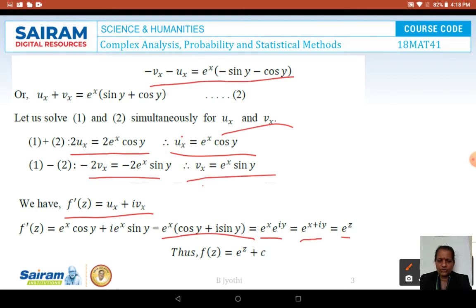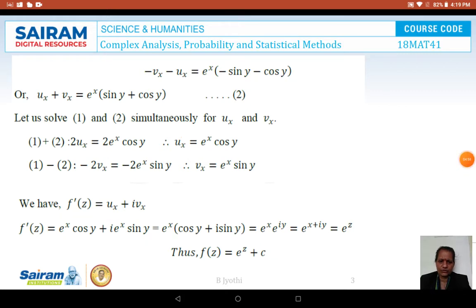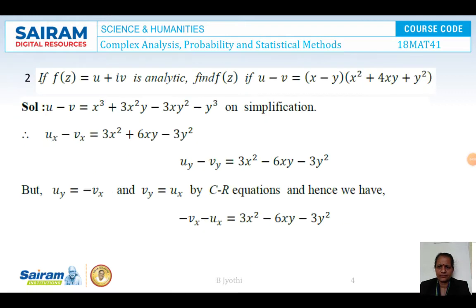Also, we can do it by taking x equal to z and y equal to 0. If we do that, we will straight away get e power z as it is because sin 0 is 0. So we get e power z and the integral of e power z is again e power z plus the constant of integration. So we obtain the function f of z is equal to e power z plus constant.